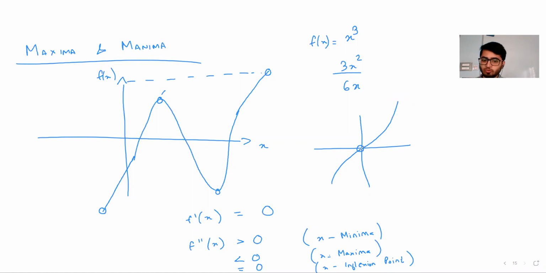So the first thing you do is equate f dash x to 0 and find all the roots of the equation. If the second derivative at those points is positive, then those points are points of minima. If they are negative, those are points of maxima. And if it is 0, then that is nothing but an inflection point. So is this clear to all of you?